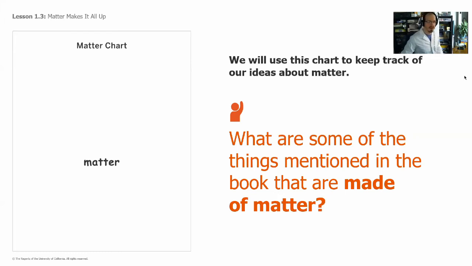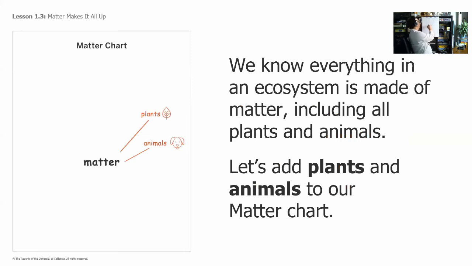Okay, so to answer that question, you should have had a couple different things like maybe alligators, the bird, plant, fish. So we know that everything in an ecosystem is made of matter, including all the plants and animals. So we're going to add plants and animals to our matter chart. Over here, we're going to have some plants. I'm going to make mine a little flower. And we're going to have animals.